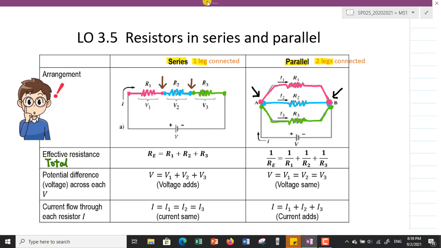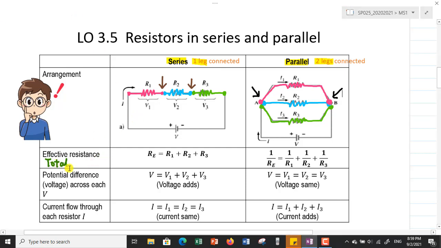Alright? Okay. So, how we are going to find the effective resistance, or we call total resistance? If the resistor is connected in series, the effective resistance is given by R1 plus R2 plus R3. Then for the parallel combinations, in order to find the effective resistance, we are going to have 1 over R effective equal to 1 over R1 plus 1 over R2 plus 1 over R3.